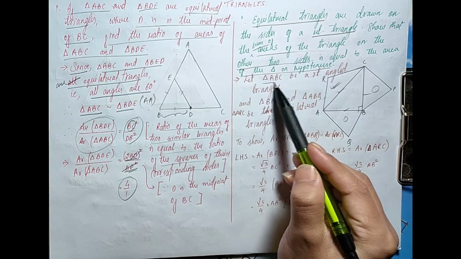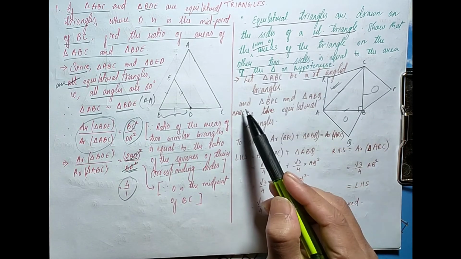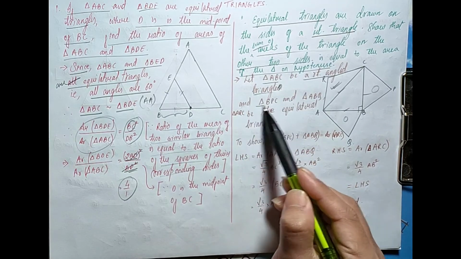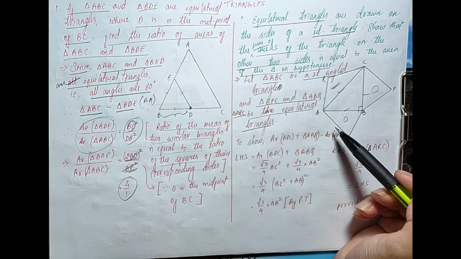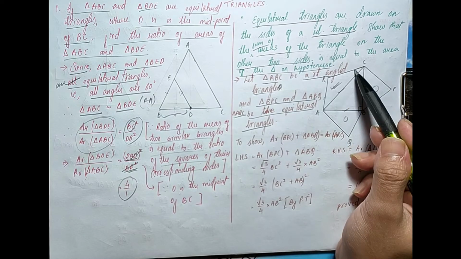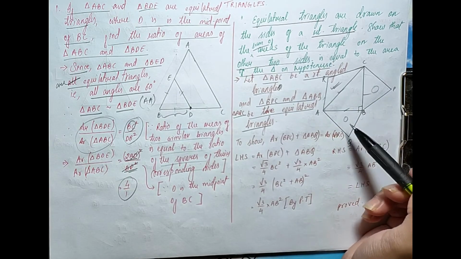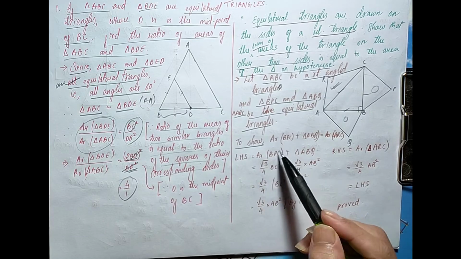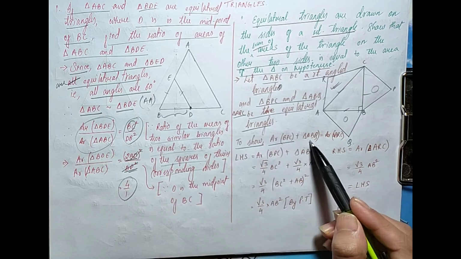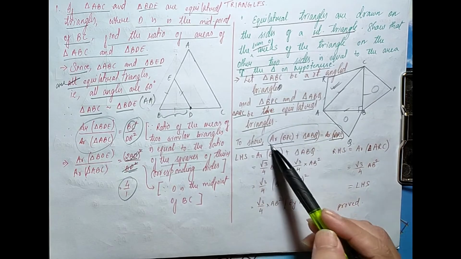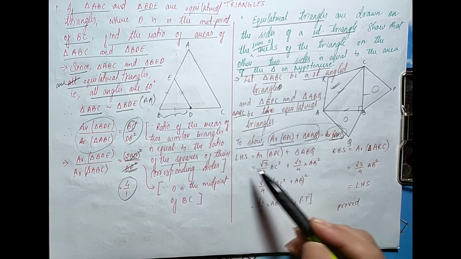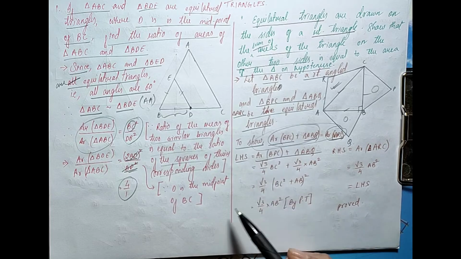So let triangle ABC be the right angle triangle, and these two be the equilateral triangles drawn on the sides. Okay, so this is the right angle triangle and these are the equilateral triangles drawn on the sides. To show: area of BPC plus BQA is equal to this, that's what you'll have to prove, right? Sum of the areas of these two is equal to this. So we'll take the left hand side. Now left hand side is this.